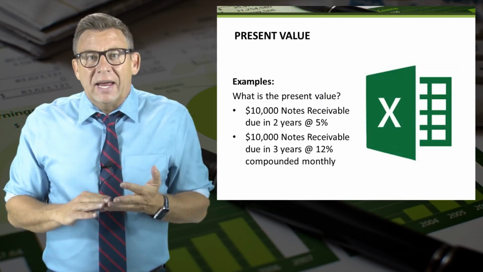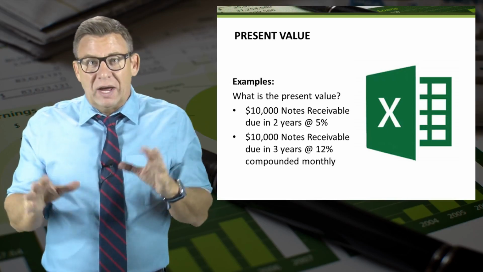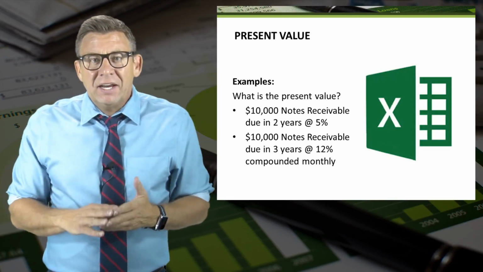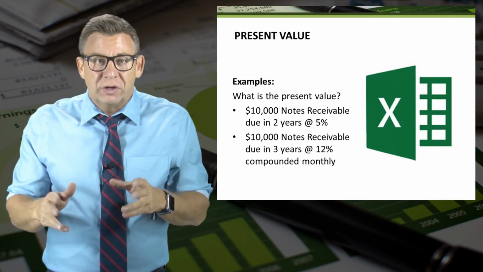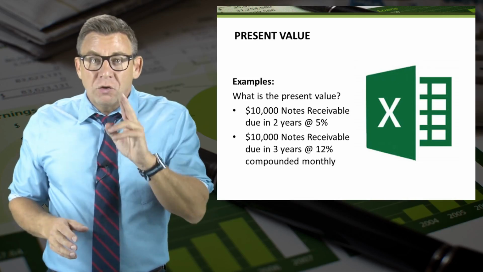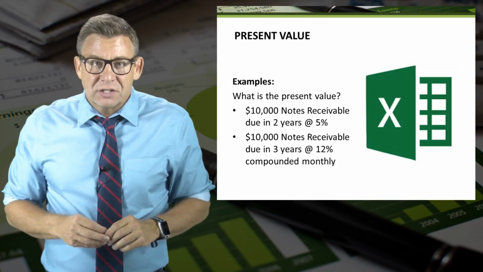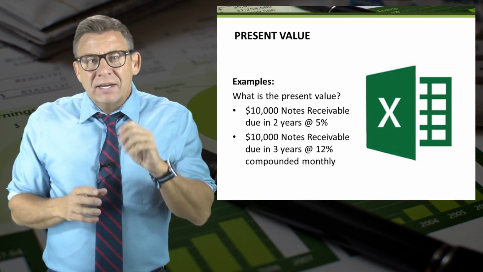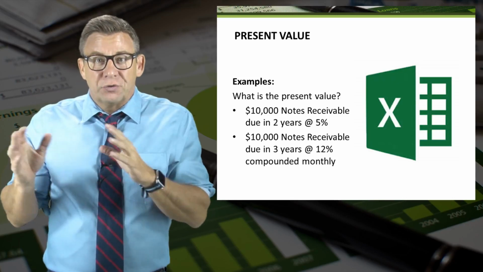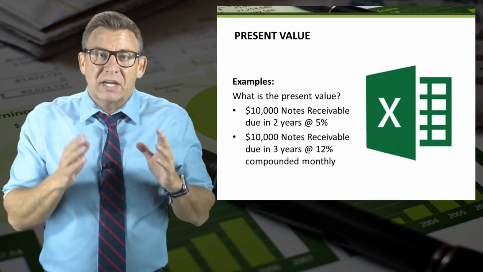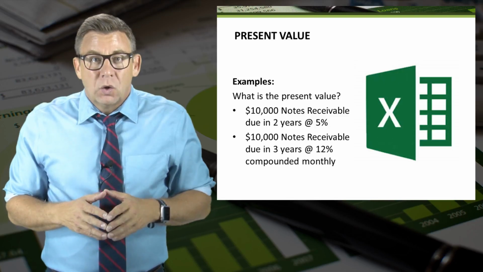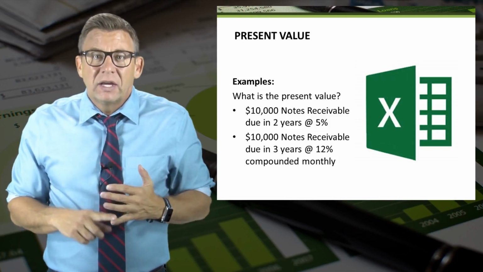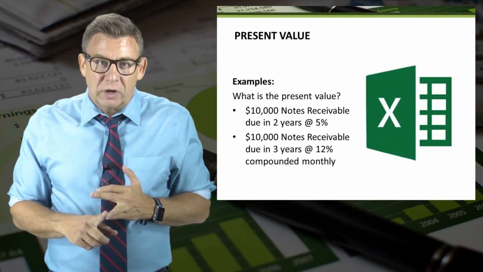So let's look at a couple different scenarios and I'll show you how to solve them in Excel. For example, a $10,000 notes receivable due in 2 years at 5%. We know the future value is $10,000. Let's see what it's worth in today's dollars. And a $10,000 notes receivable due in 3 years at 12% compounded monthly. When we compound something monthly, we divide the interest rate by 12 and multiply the number of periods by 12.